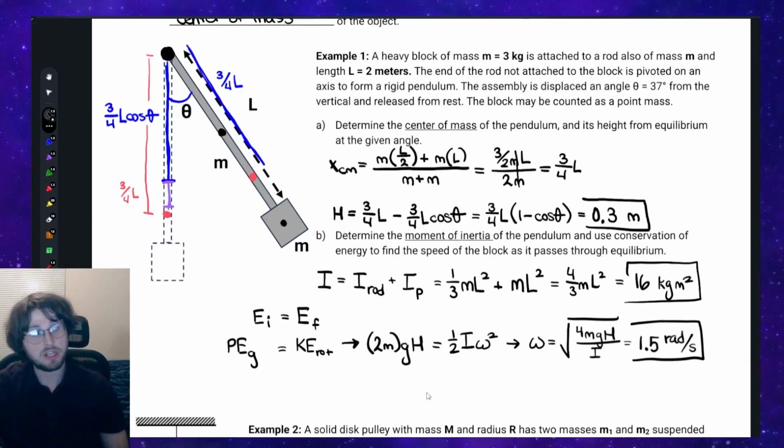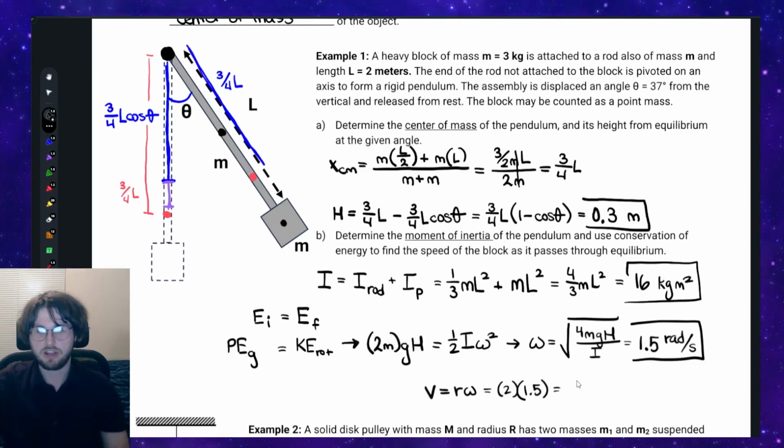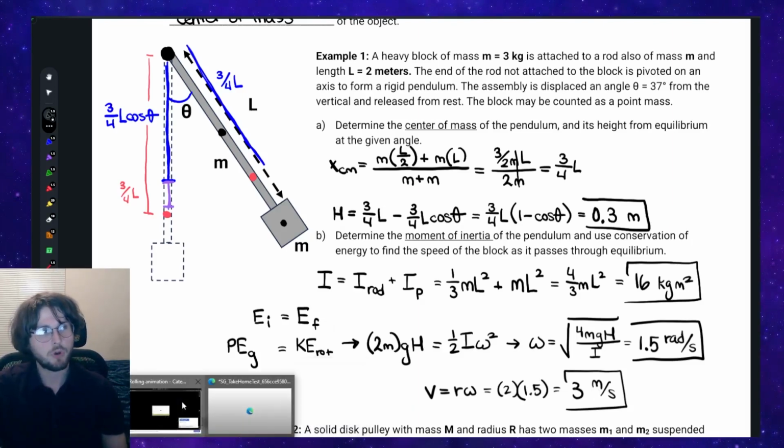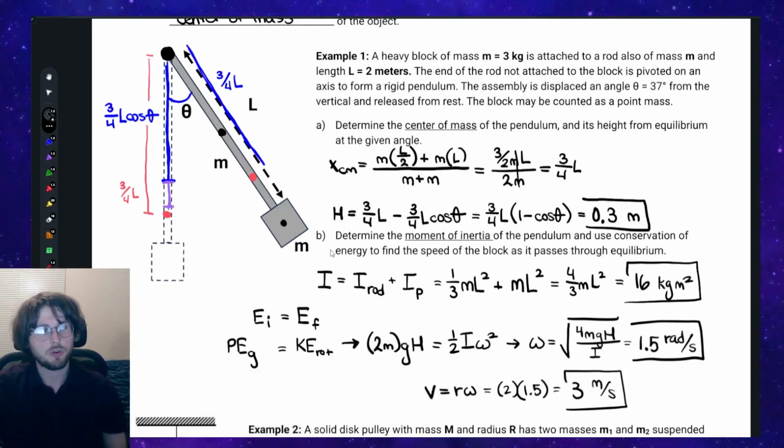If we wanted to turn that into a linear velocity, which is usually more useful, we could simply use the relationship that the linear velocity equals the radius times the angular velocity. So knowing that the length or the radius here is about 2 meters and the angular velocity is 1.5 radians per second, we can very quickly find that the linear velocity is going to be about 3 meters per second. And that is our answer. So this rod, once released from rest, will pass through the lowest point it reaches at approximately 3 meters per second. Cool.